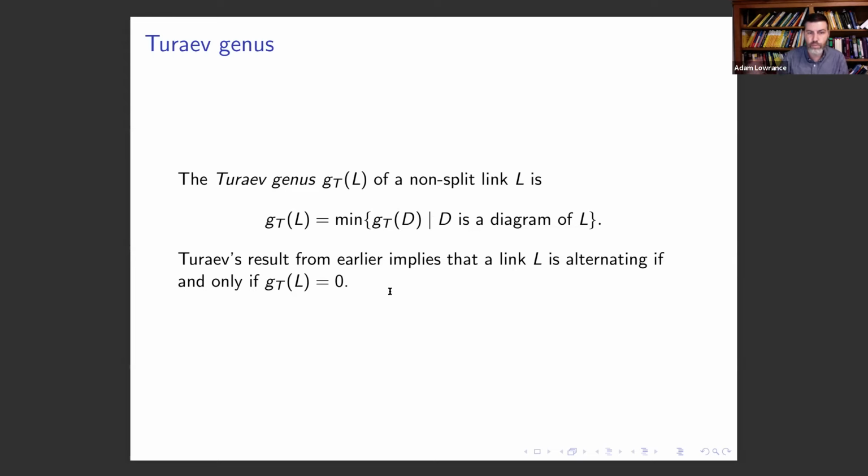Turaev's result in his paper wasn't phrased this way because he didn't define a link invariant based off of it, but it says that the Turaev genus of a link is 0 if and only if the link is alternating. So in some sense, you can view the Turaev genus of a link as a measure of how far away from alternating the link is. There are lots of measures that go along those lines, but this is one of them.